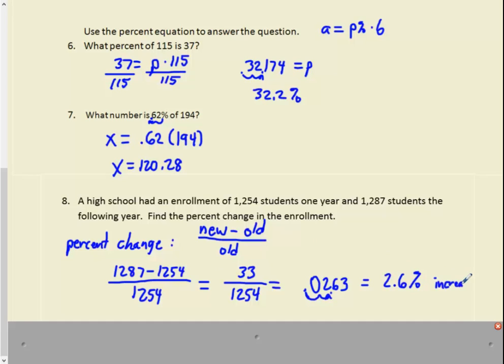And we know that this is an increase because we ended up with a positive change here. If you set this up correctly, where you're taking the new value minus the old, the sign will tell you whether there was an increase or a decrease. So if you get a negative result, that means there's a decrease, but because this is a positive 2.6%, we get an increase. So there you have some examples for solving percent problems.